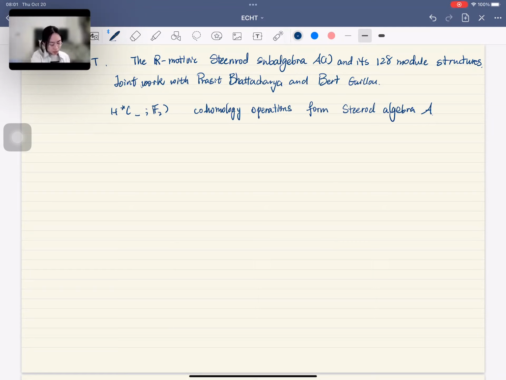Given a spectrum X, the Steenrod algebra acts on the cohomology of X, so it has an A-module structure. That leads to the question: if we start with an algebraic object, we can ask, is this going to be isomorphic to the cohomology of some spectrum X? That is the realization question.